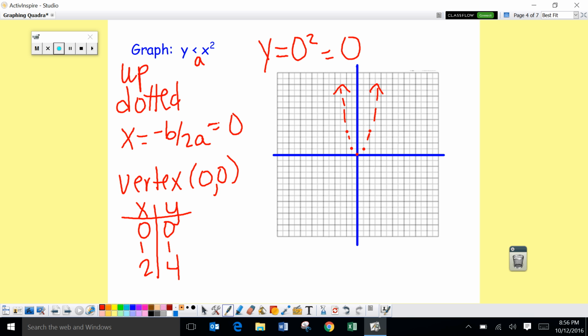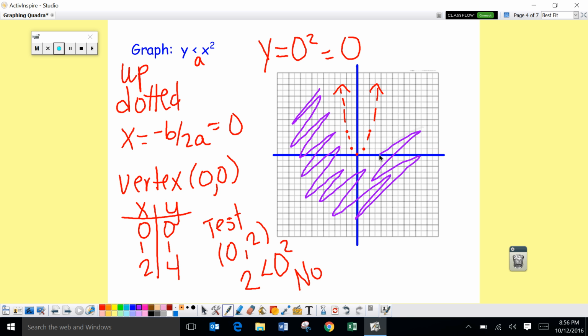We cannot use 0, 0 as our test point because that's our vertex, but I'm going to use a point that's right on the y-axis. So I'm going to pick something that's inside the parabola, and that would be the point 0, 2 that I'm selecting. So 2 is my y value. Is that less than 0 squared? Is 2 less than 0? No, 2 is not less than 0, which is inside the parabola. So we will shade on the outside of the parabola.